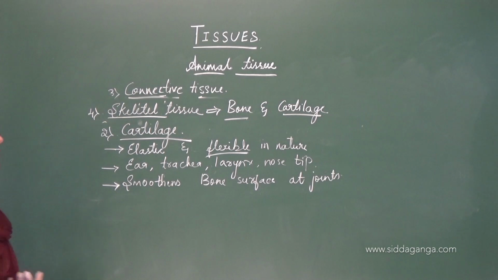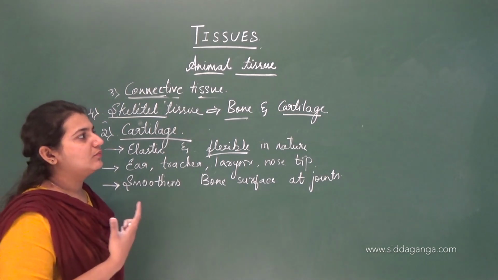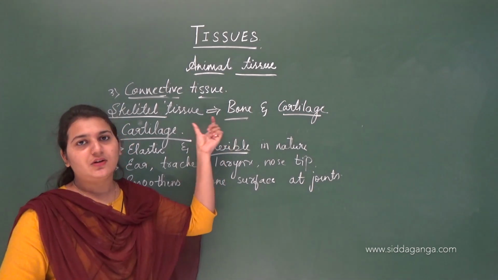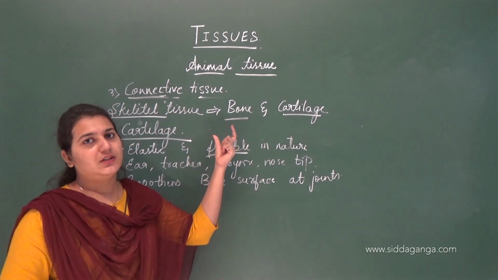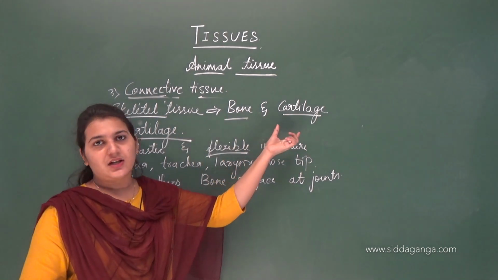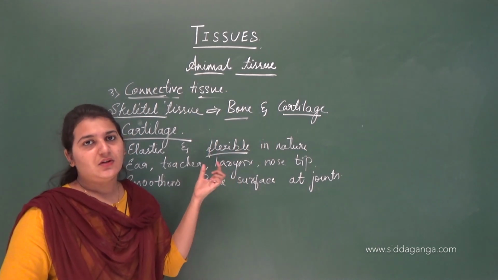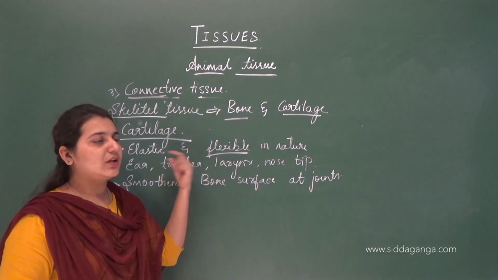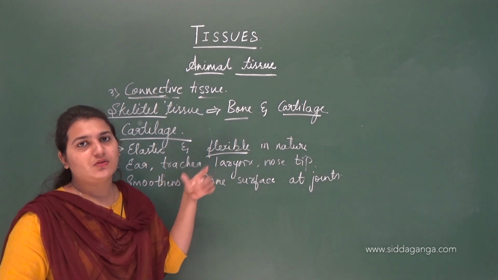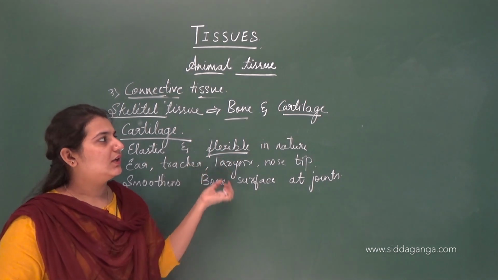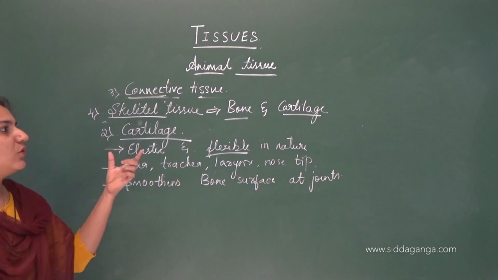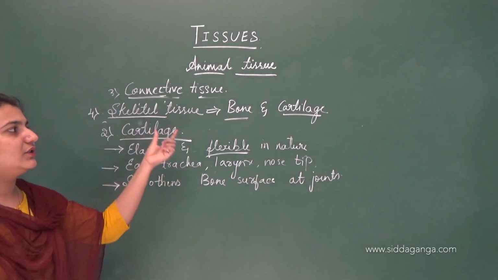Clear? So this is about the skeletal tissue, that is bone and cartilage. Just remember two points: bones are not flexible and not elastic, which is the reason you cannot just bend your legs and arms, whereas cartilage is flexible and elastic in nature, present in the ear. So you can bend your ear or move your nose tip, but you cannot move or bend your arm. This is because the cartilage is flexible whereas bones are not. So bone and cartilage form the skeletal tissue.